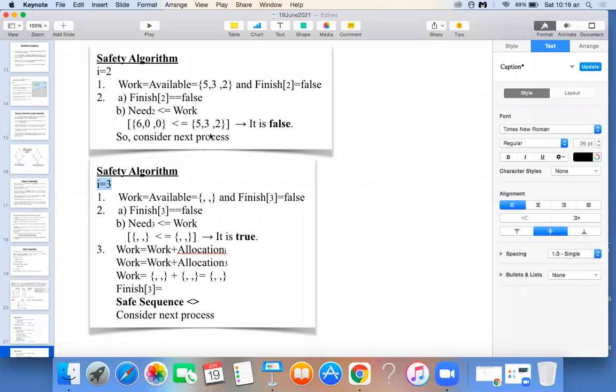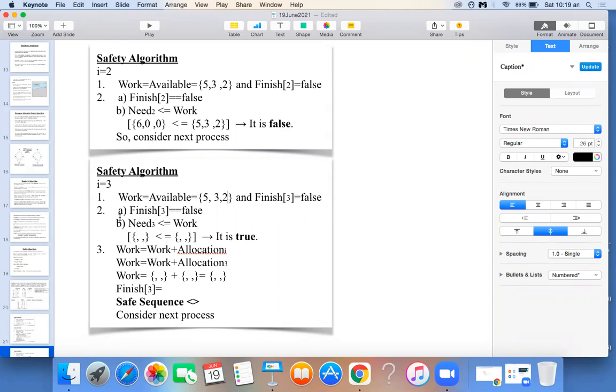You can observe now we have not calculated the new work. So I have to use the same value for the process 3 also. Correct? So what is your work value now? Work is equal to available. It will be 5, 3, 2, because we have not calculated the new work. So that's why we have to consider the previous value itself. Right. Next, make finish of 3 is equal to false. That is the initialization step, which is over.